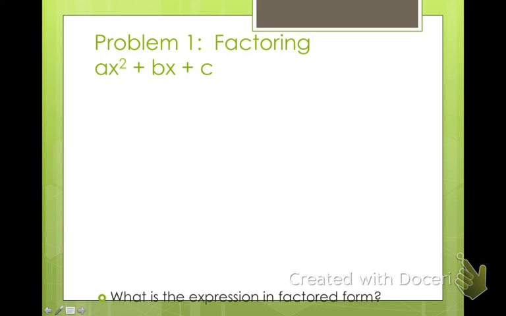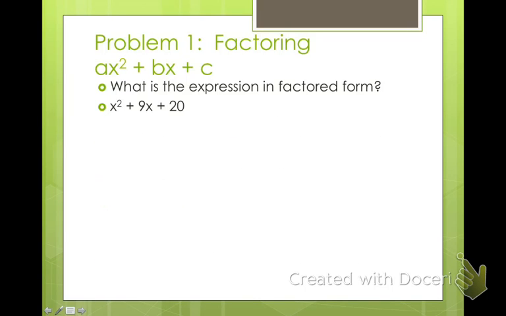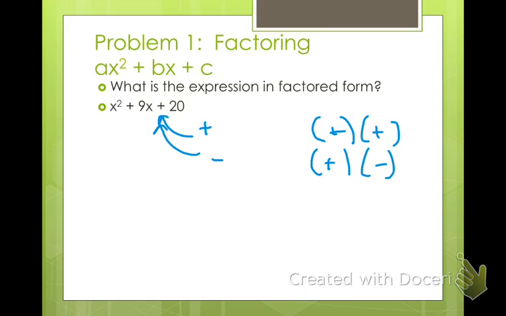Okay, we're going to go ahead and get started right away. So let's factor this: x squared plus 9x plus 20. If you remember the tricks that I taught you last year, I'm just going to explain them again really quick. When you have an expression that you're going to factor, first you look at this sign. If this sign is positive, then both of your expressions are going to be positive. If this sign is negative, then one of them is positive and one of them is negative.